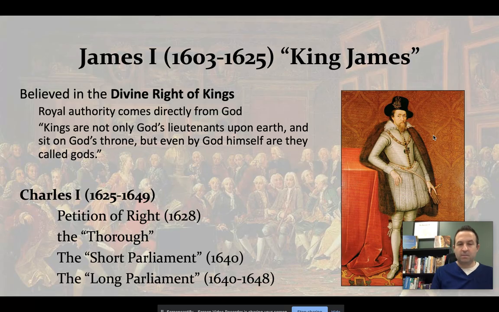Instead, he dissolves Parliament. Because he believes he's an authoritarian, absolutist king, that kings have the divine right, placed by God, he will actually twice dissolve Parliament. So the first issue is over taxation and over free speech. And so you see on the list right there.